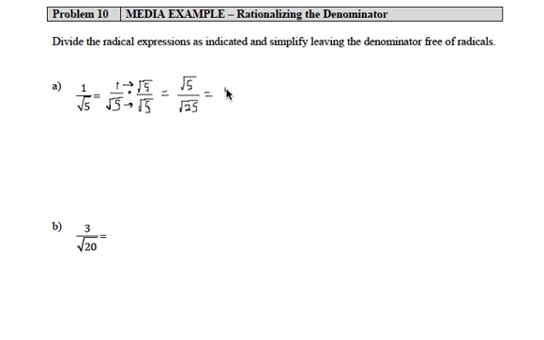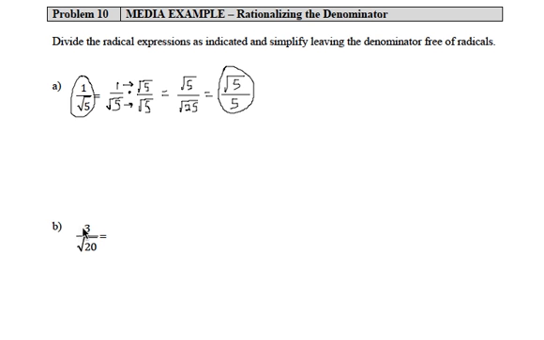I can simplify one more step, the square root of 5 divided by square root of 25, which is 5. So 1 over the square root of 5 is equivalent to square root of 5 over 5. The square root of 5 over 5 does not have radicals in the denominator.